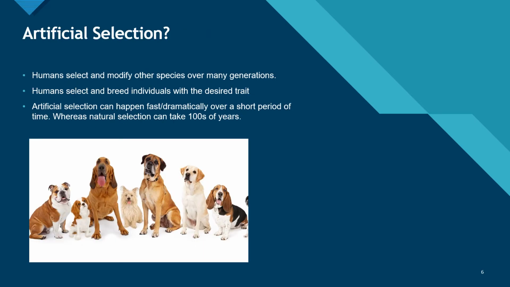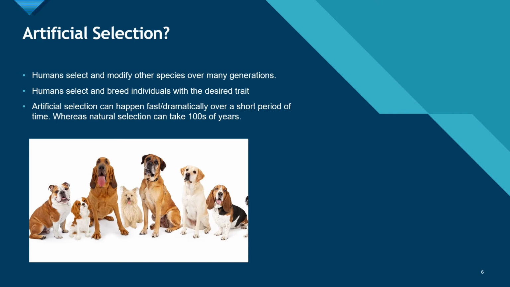Then we have artificial selection. So we learned about natural selection, but actually humans do something called artificial selection, which is when humans select and modify other species over many generations. So humans select and breed the individuals with the desired trait that they want.